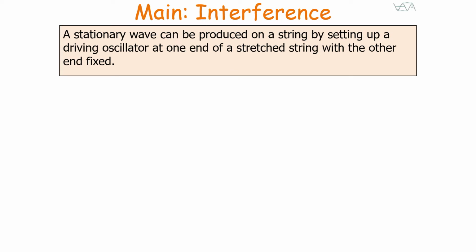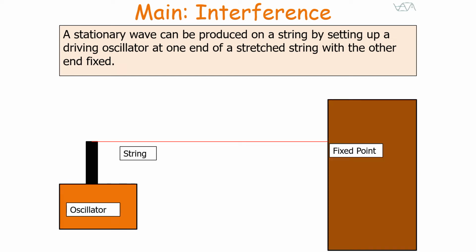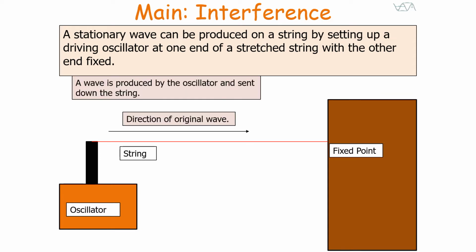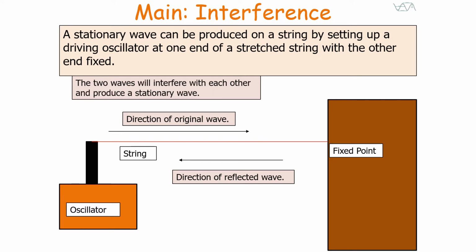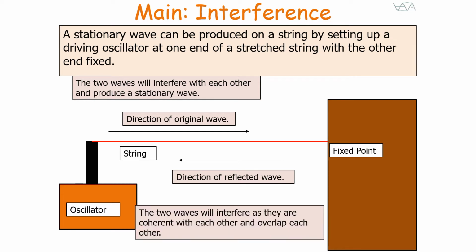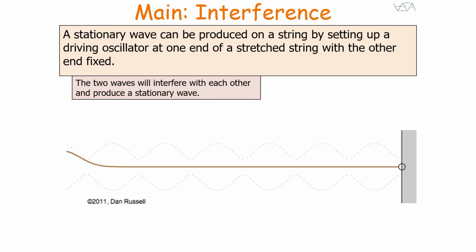Now a stationary wave can be produced on a string by setting up a driving oscillator at one end of a stretched string with the other end fixed, as shown in the diagram below. A wave is produced by the oscillator and sent down the string. What happens is that the wave is reflected off the fixed point and moves back in the opposite direction. So you've now got two progressive waves. The two waves will interfere with each other and produce a stationary wave. The two waves interfere as they are coherent with each other and they overlap with each other, producing a stationary wave as shown in the diagram and animation below.